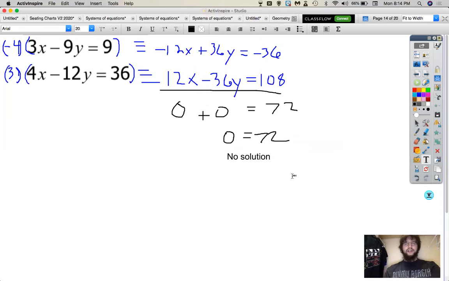All right, so again, if you get your x's and your y's canceling out, either you're going to have a parallel line or the same line. So it's either going to be no solution or infinitely many solutions.